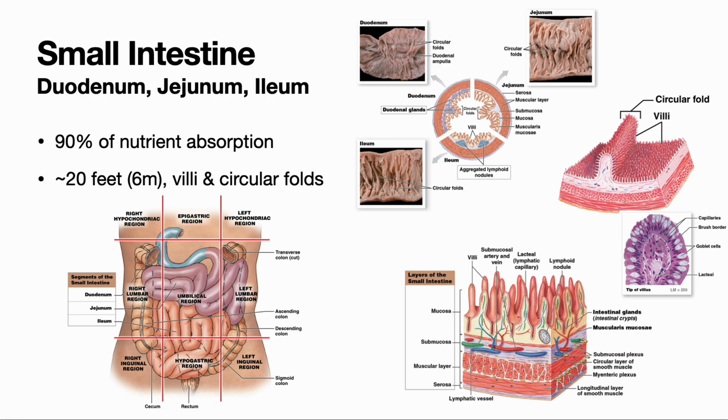So, like I said, a lot of that absorption will take place in the jejunum, and then it moves into the ileum, and from the ileum, it will move into the large intestine. We've got about 20 feet or so, which is about 6 meters of small intestine. We're going to see villi throughout the small intestine, and we will also see circular folds in the intestine.